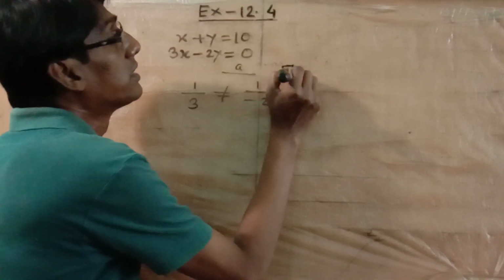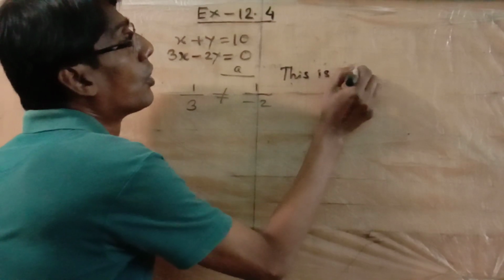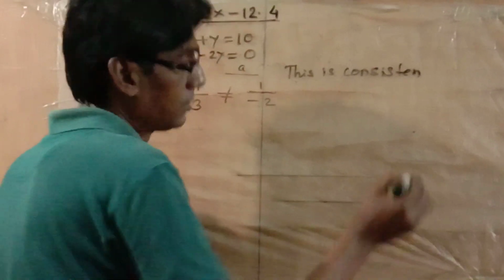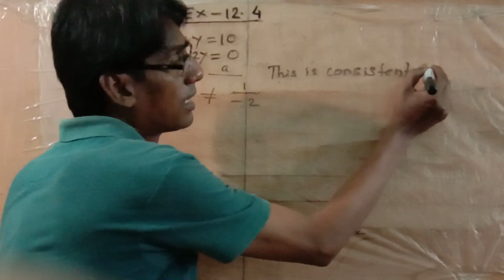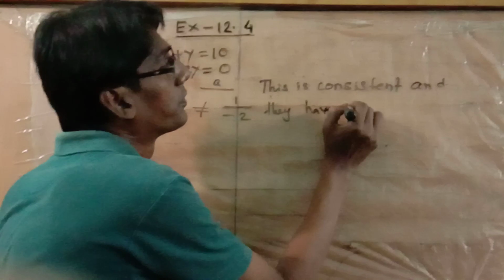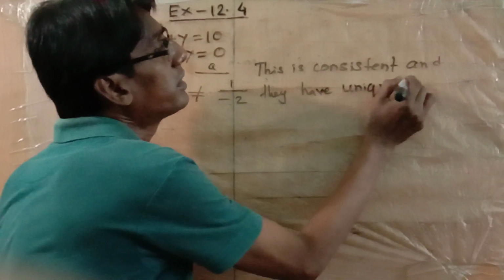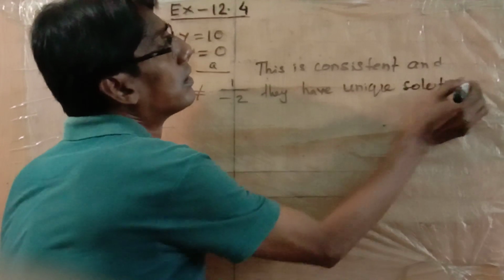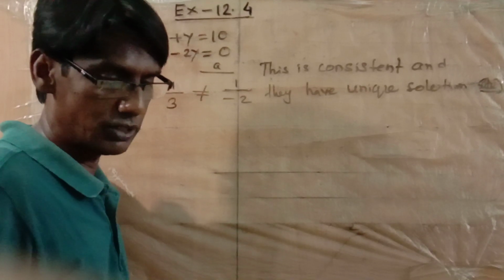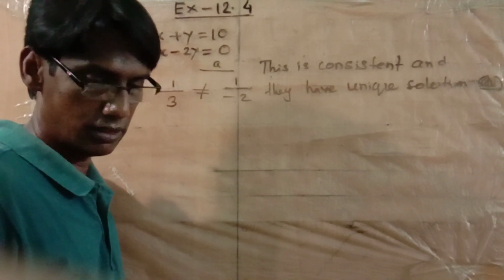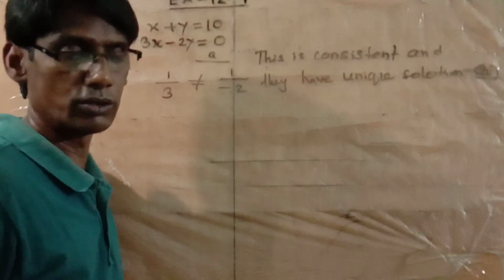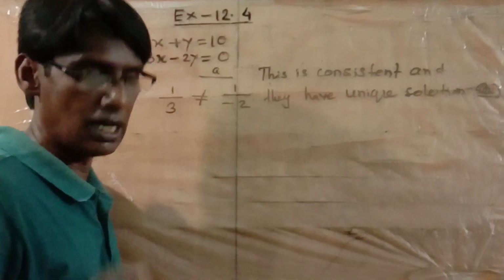So this is consistent and they have a unique solution. This is the answer. So now question number B. Solve the system of equations x, y. We can solve it by substitution method, elimination method or cross multiplication method. Now here we apply the cross multiplication method.